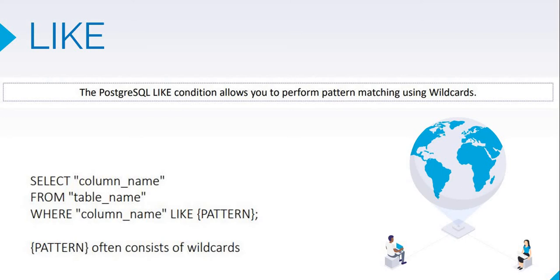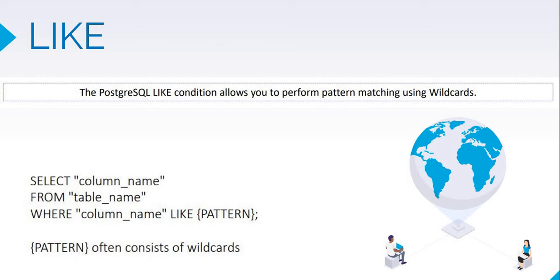So we have seen how to use in condition and between condition. Now let us learn how to use the like condition, where like condition is used to perform pattern matching between the string using the wildcards. By pattern matching, I mean you can find if a string is starting with a particular character or is ending with a particular set of characters. So the kind of pattern matching can be done using the like condition.